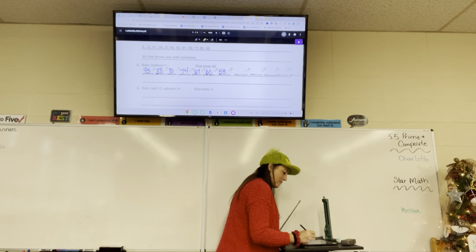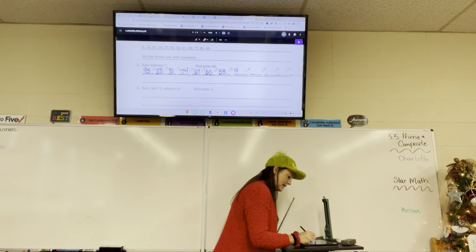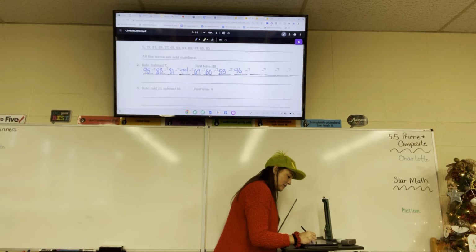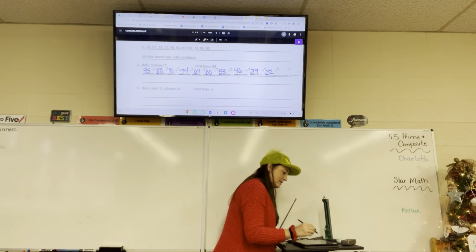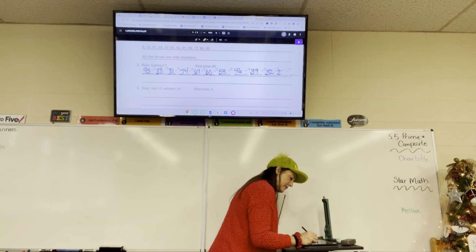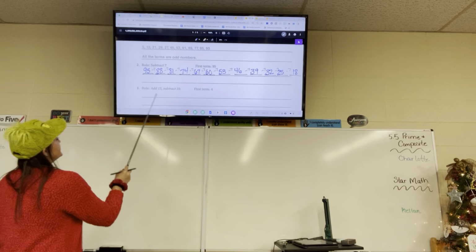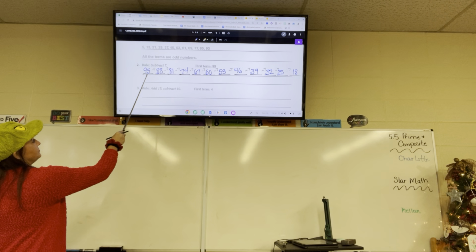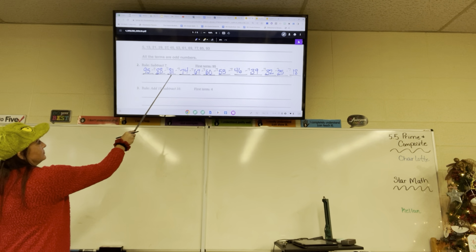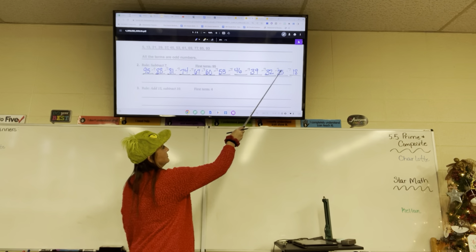53. Minus 7, we take away the 3 and then 4 more, so 46. Minus 7, 39. Minus 7, 32. Minus 7, we take away the 2, then 5 more, 25. Minus 7, 18. So we have all of our numbers there. Now let's look and see, even or odd? Odd. Even, odd, even, odd, even, odd, even, odd, even, odd, even.